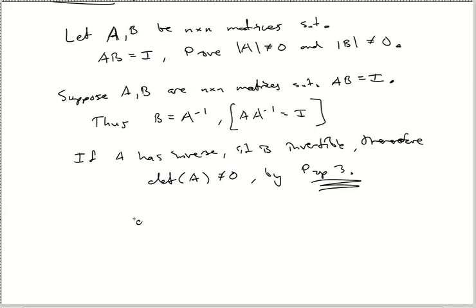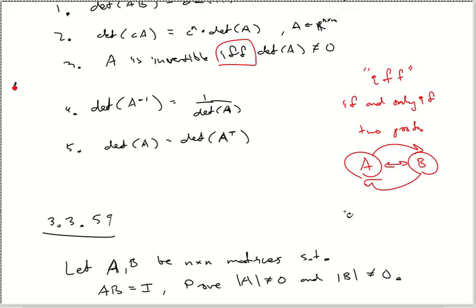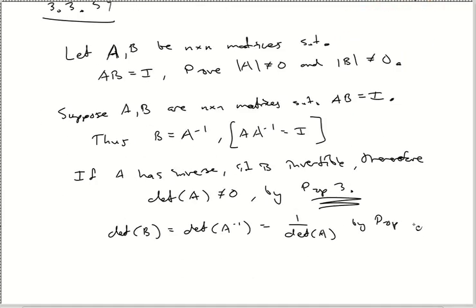Cool. Well, I also know that the determinant of B is equal to the determinant of A inverse, which is equal to 1 over the determinant of A. Again, by property, what was that, 4 or 5? By property 4. Just making that up. It's not really property 4. I have no clue. I'm just saying property 4 because that's what I have written.